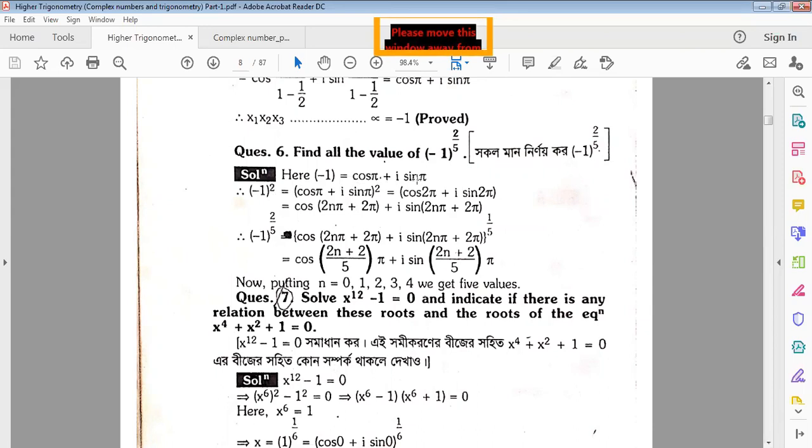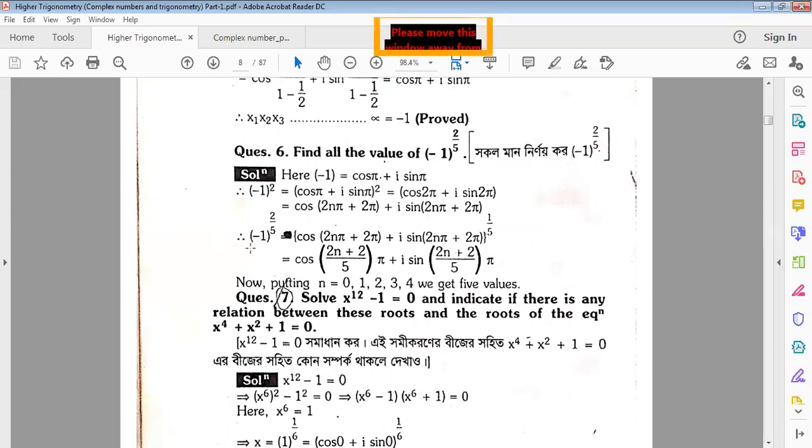Now taking the square on both sides, (-1) squared equals this whole square. By de Moivre's theorem, we get cos 2pi plus i sin 2pi. This can also be written as cos(2n pi plus 2 pi) plus i sin(2n pi plus 2 pi), in terms of angle, for n equals 0, 1, 2, 3, etc.